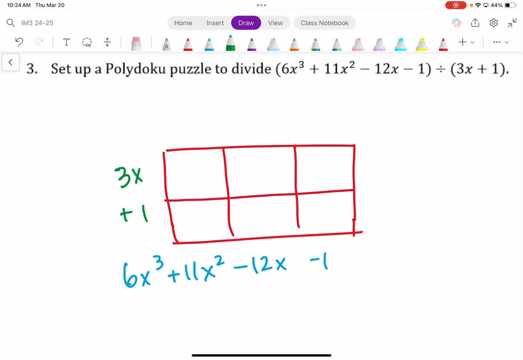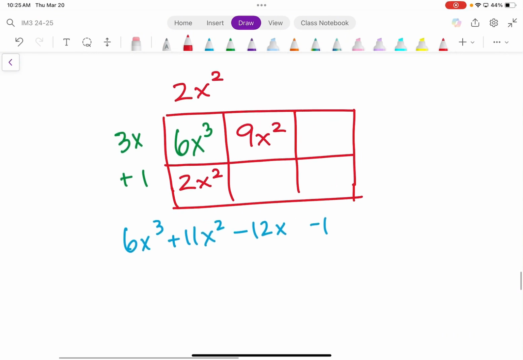So here we have a 6x to the third. Let's go ahead and start talking about the factors here. To get 3x to equal 6x to the third, I multiply 3x with what? 2x squared. That's going to give me 2x squared down here. To get 11x squared, I add 2x squared with what? 9x squared. For 3x to equal 9x squared, I multiply 3x with 3x.